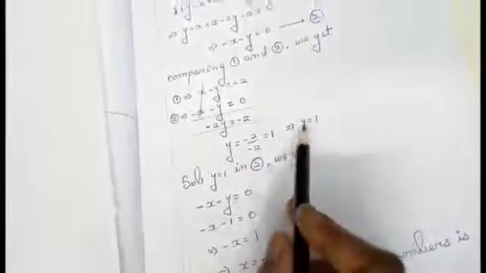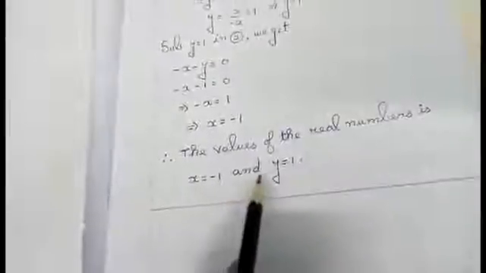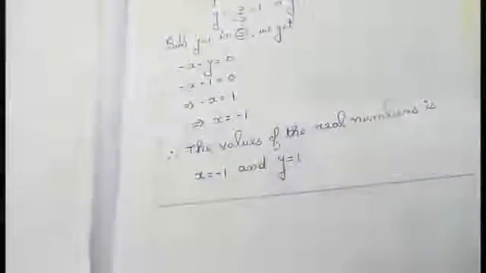You are going to solve those two equations using the elimination method. You can calculate in any way, the elimination method is up to you. You will get the answer y equal to 1 and x equal to minus 1. So, therefore, the values of the real numbers are x equal to minus 1 and y equal to 1.